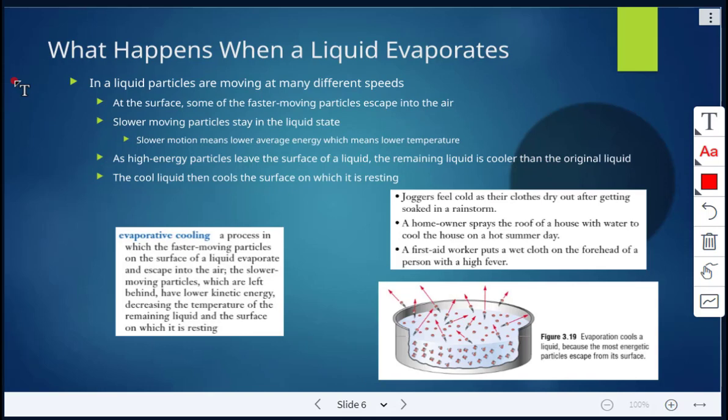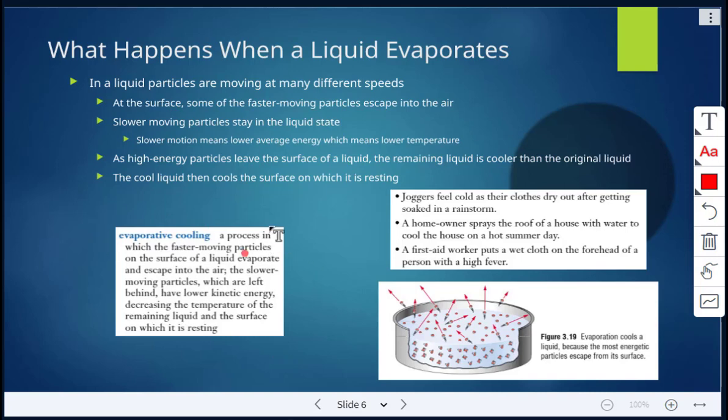Next we're just looking at what happens when a liquid evaporates. In a liquid, particles are moving at many different speeds. Looking at this diagram, at the surface, some of those faster moving particles will escape into the air. The slower moving particles at the bottom are going to stay in the liquid state. The slower motion means lower average energy, which means lower temperature. So as high energy particles leave the surface of a liquid, the remaining liquid is cooler than the original liquid. That cool liquid then cools the surface on which it is resting.